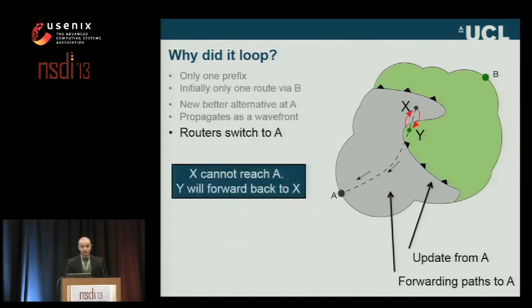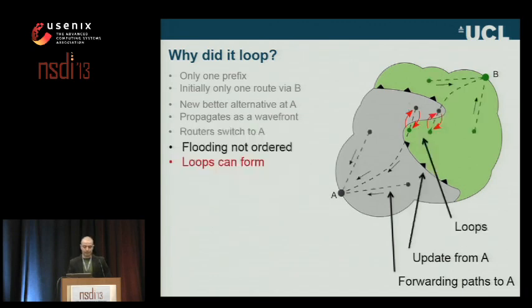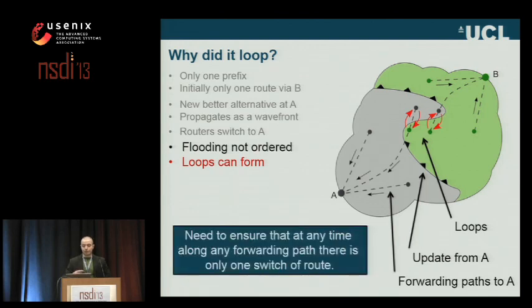Now, as a matter of fact, a loop may occur, which is what we previously observed, because X's traffic, which is now at Y, will try to get forwarded towards B by Y, and it may get passed back to X. Now, in general, what we need to do is ensure that at any time along any forwarding path, there is only one switch of route.